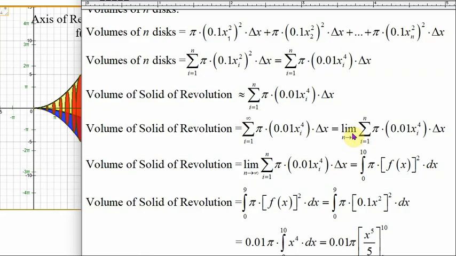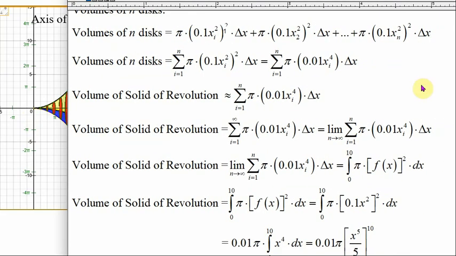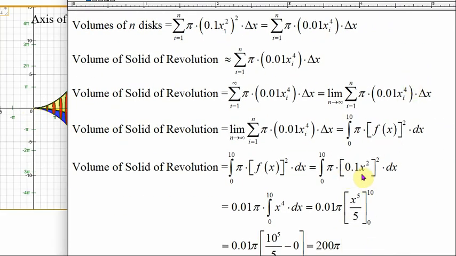It'd be the limit of this quantity right here, of this sum, with n approaching infinity. And then when this limit exists, we would define it as this definite integral right here, which is the definite integral from 0 to 10, because if we look back in the solid, x ranges from 0 to 10. And then f of x is just 0.1 x squared.